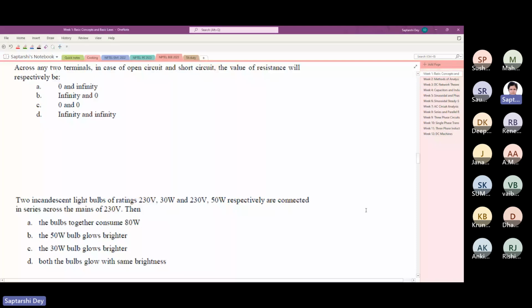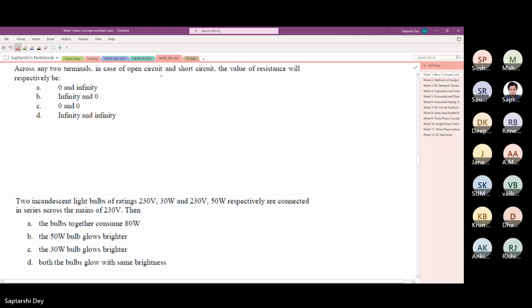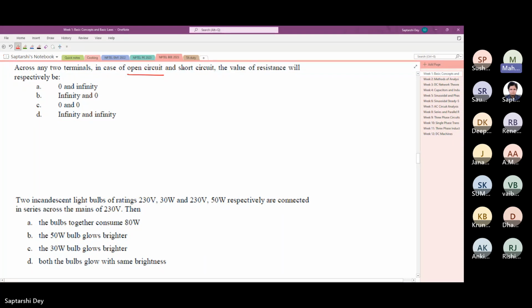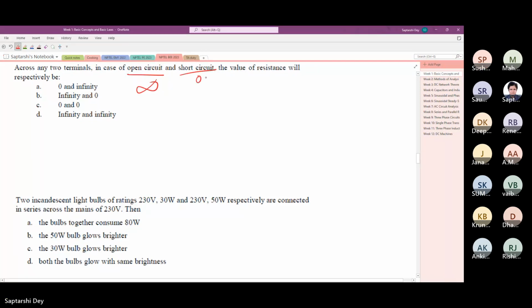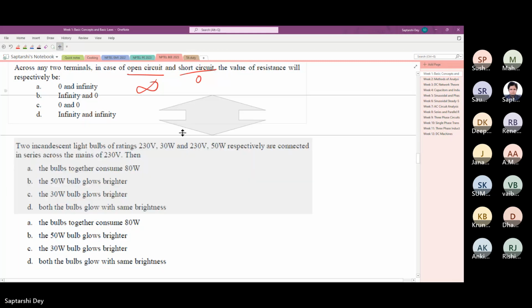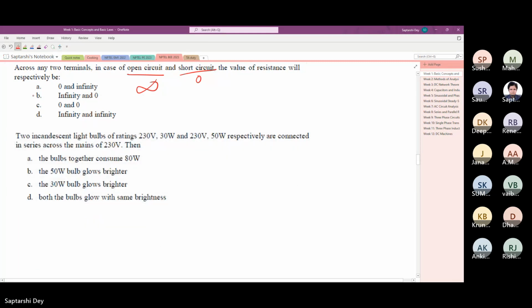Okay, look at the first question. We have already discussed this. Across any two terminals, in case of open circuit and short circuit, the value of resistance will respectively be what? For open circuit, what is the resistance? Infinity. And for short circuit it is 0. Okay, any doubt?